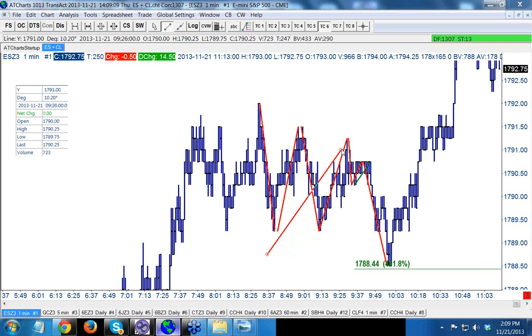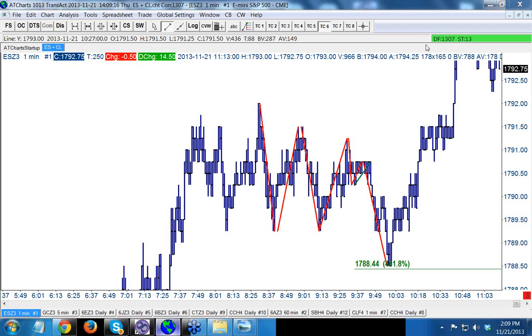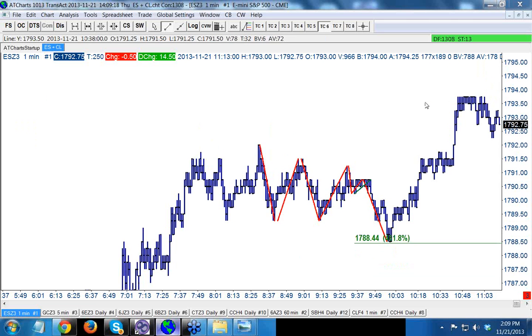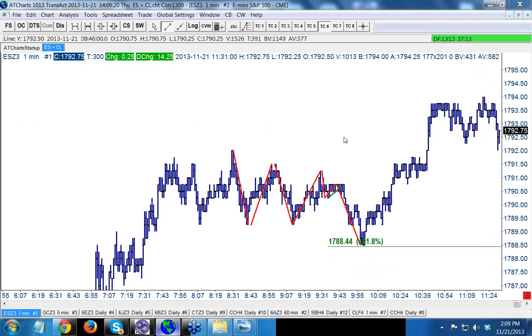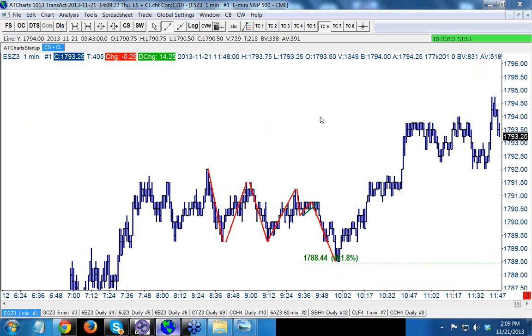Once it breaks below here, deep and deeper, this is not going to go down too much. In fact, it went straight up. All right. So this is the kind of thing where you want to be aware of.